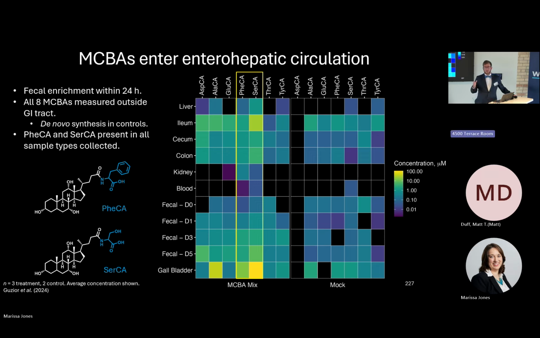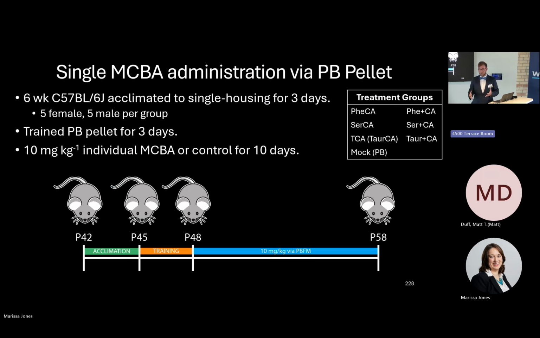However, one of the things that was great is that we were able to detect phenylalanine and serine conjugated cholic acid in all of the tissues that we sampled, which we then followed up on with a much more in-depth experiment with additional controls. Again, training 6-week-old mice to eat peanut butter pellets, feeding them a peanut butter pellet containing an MCBA or an equimolar bile acid amino acid control, in addition to taurocholic acid and an equimolar control to look at how just simply feeding a bile acid would impact overall bile acid concentrations in the mice. And this was carried out for 10 days.